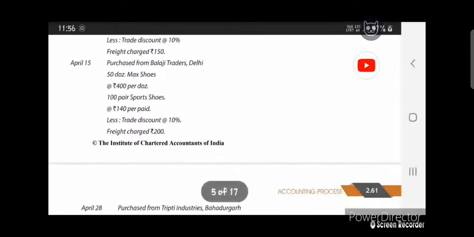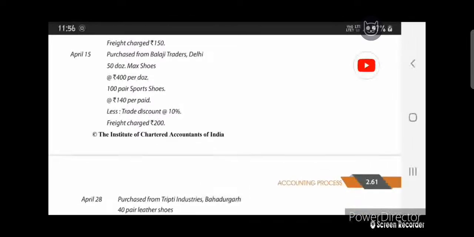On April 15th, our company has purchased some more goods from Balaji Traders in Delhi. We purchased 50 dozen Mac shoes at the rate of rupees 400 per dozen, and 100 pairs of sports shoes at rupees 140 per pair. They have given a 10% discount to us, and they have taken a freight charge of 200.